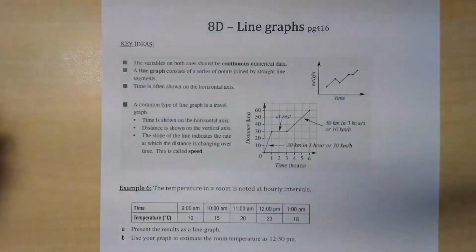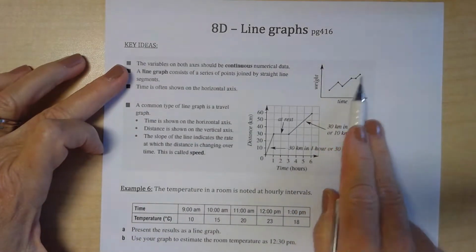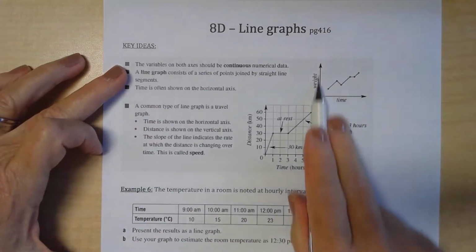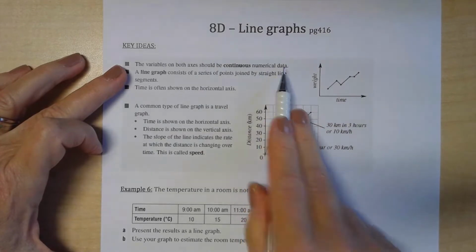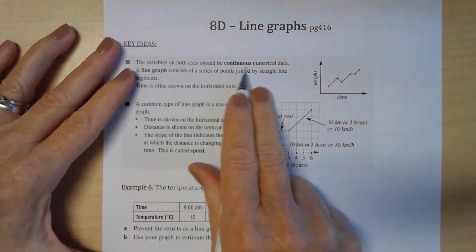Hi girls, this is a video for line graphs. So first thing is that these are connected lines. We usually connect points. And the variables on both axes, this is time and weight, should be numerical, so a number, not something like somebody's name or a color. And they should be continuous.